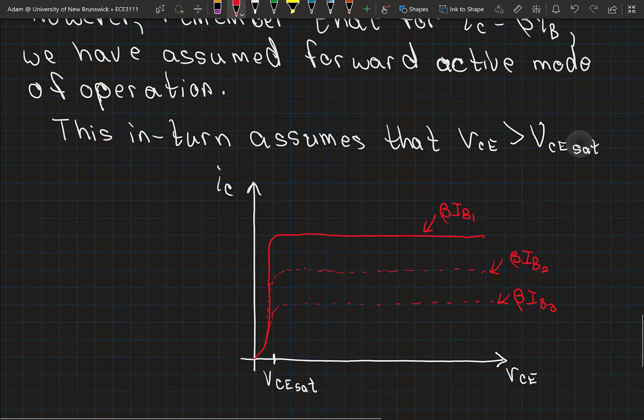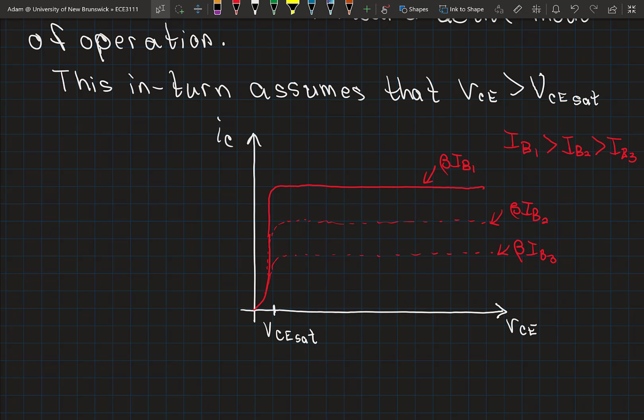Okay, and here I'm showing that base current 1 is higher than base current 2 and is higher than base current 3. And as we know, this VCE sat is somewhere in the vicinity of about 0.2 volts. Okay, so now we have an improved output characteristic that takes into account that this collector to emitter voltage can't drop below about 0.2 volts.